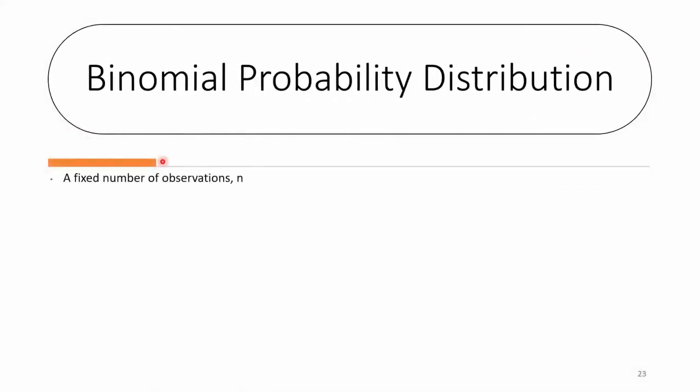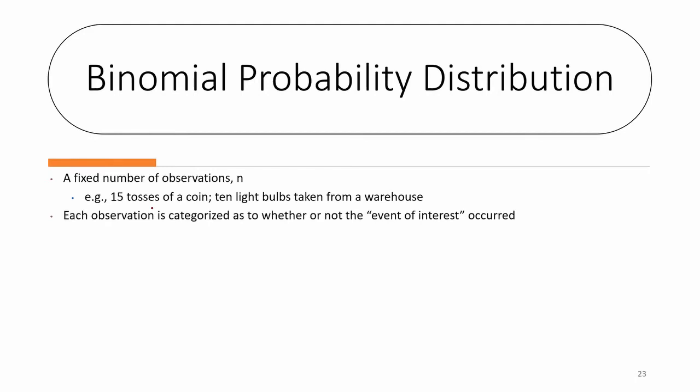So let's have a look at some of the properties pertaining to this binomial probability distribution. It has a fixed number of observations. For example, 15 tosses of a coin, 10 light bulbs taken from a warehouse. That means it has a fixed number of observations. These observations can't change. Then each observation is categorized as to whether or not the event of interest occurred.